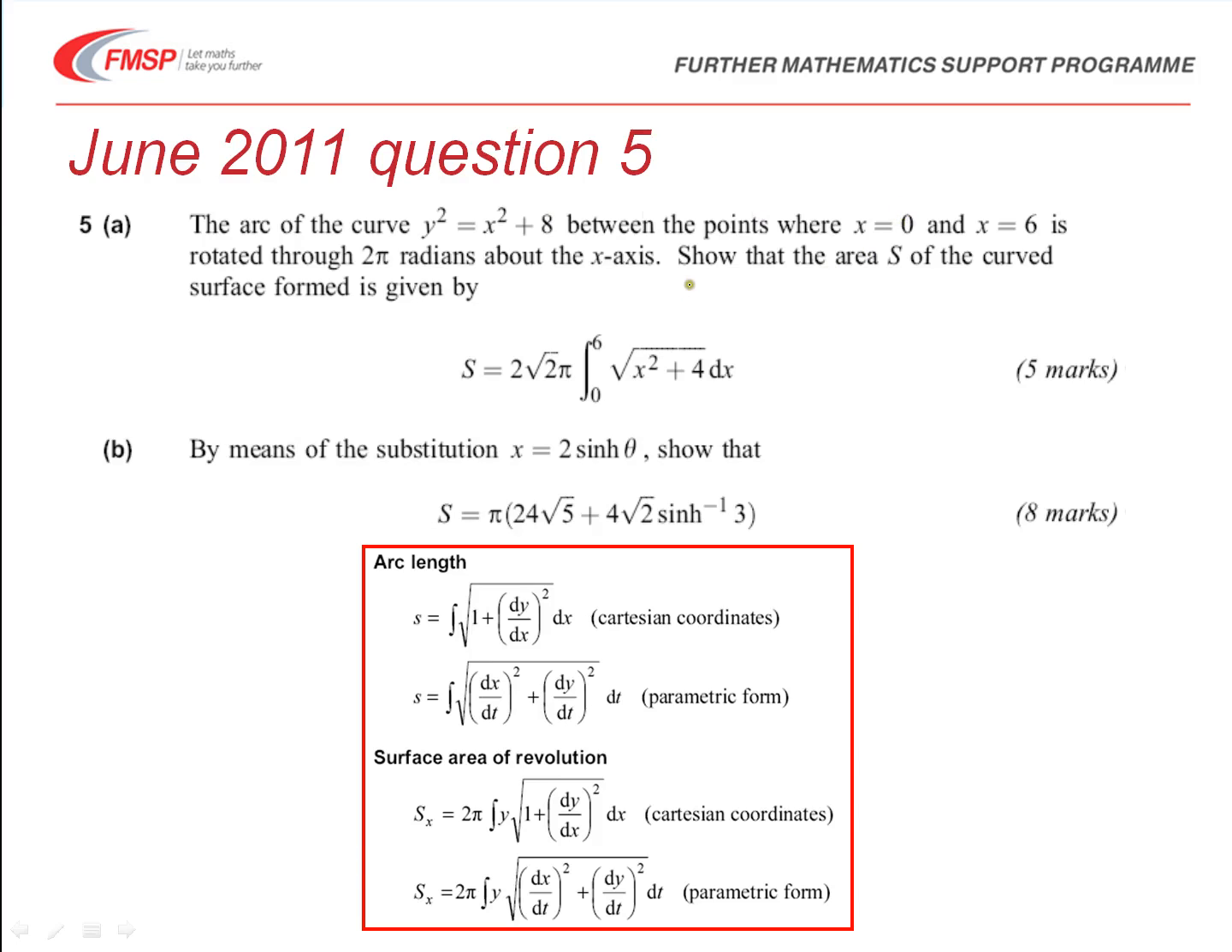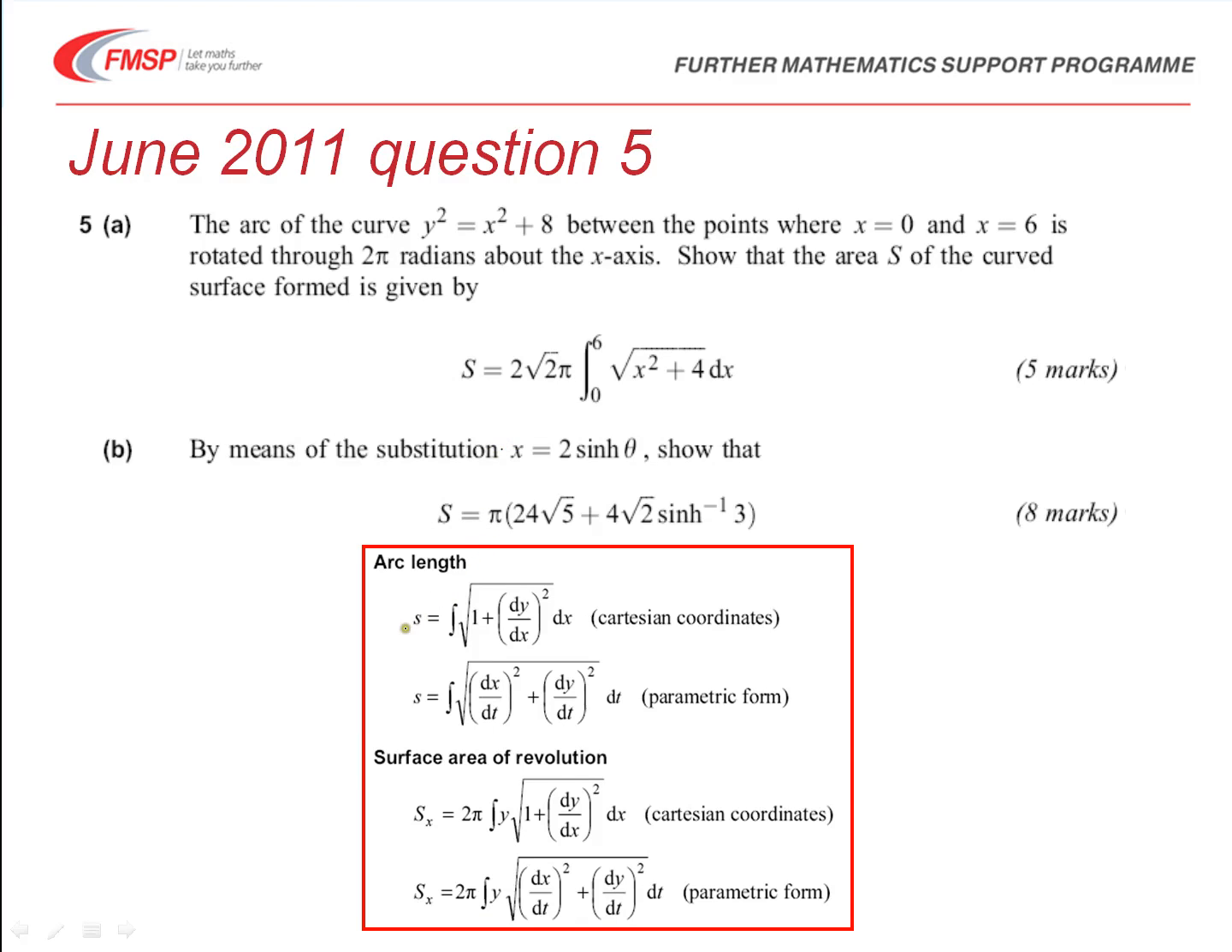And we're rotating it through 2 pi radians, and we're then being expected to show in the first part of this question that this is the form of the surface area, and then we're given a substitution in part B to actually calculate that particular integral.